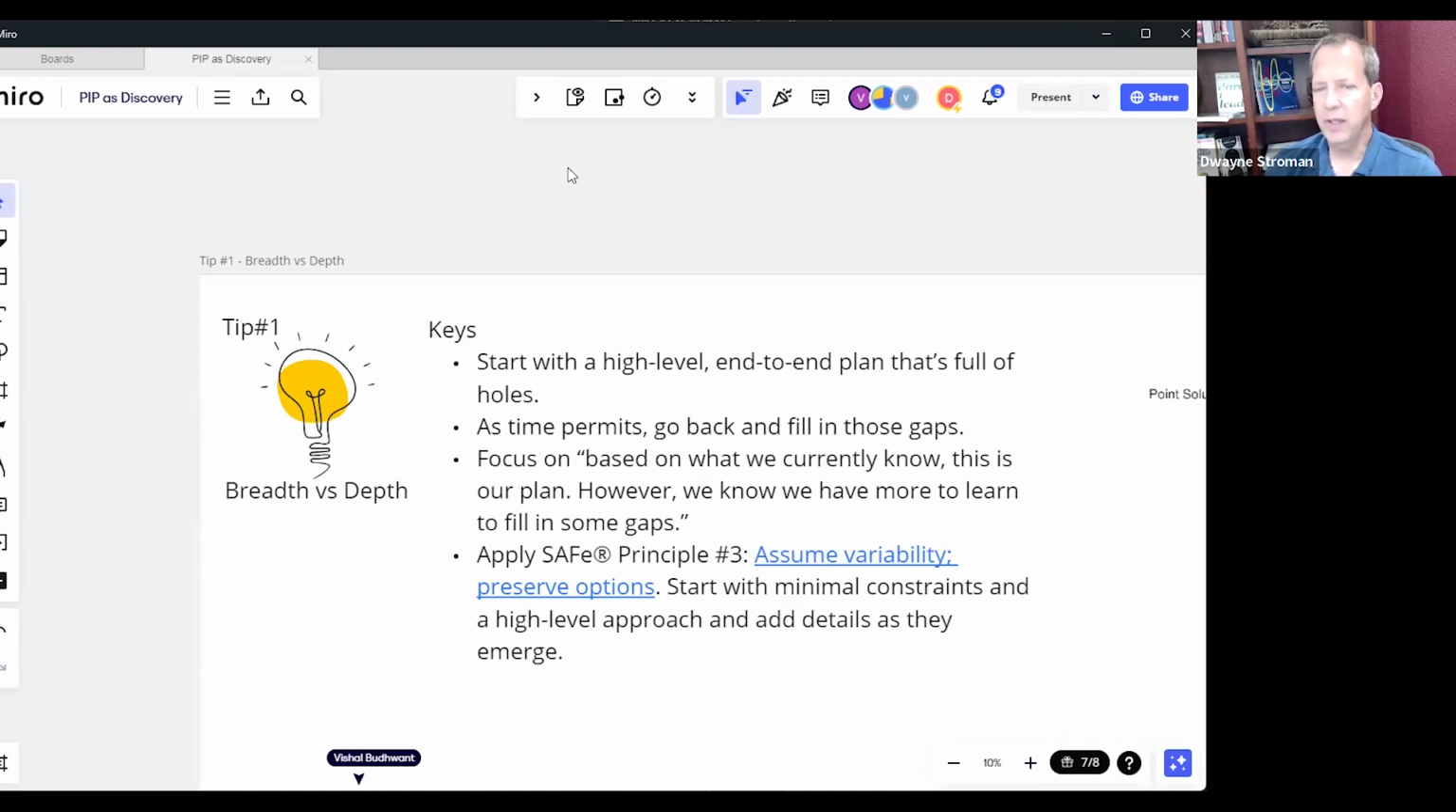Start with a high level end-to-end plan. That's what I mean by breadth versus depth. I always tell teams, within an hour, I want you to have a really sketchy, full of holes, end-to-end plan. Well, how do I do that? Well, come up with a few stories, which will lead to some objectives.